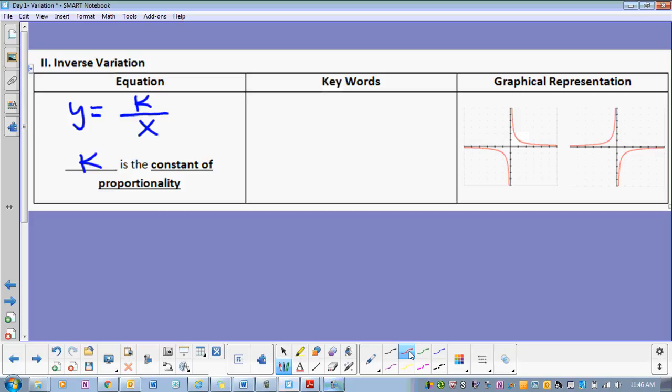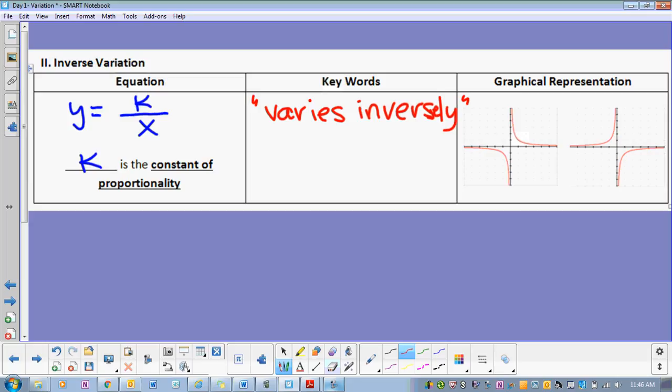Keywords for inverse variation would be, well, this one's inverse. Did I spell that right? Probably. Is there an E or not? I don't think there's an E. I think there's an E either. Inverse. No, but then that looks weird. I think there's an E. I don't know.